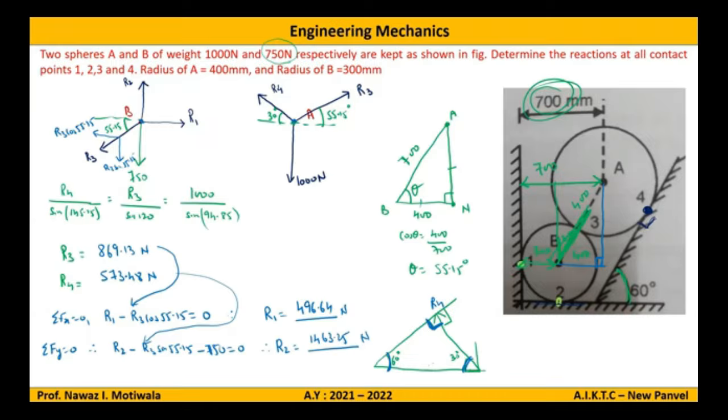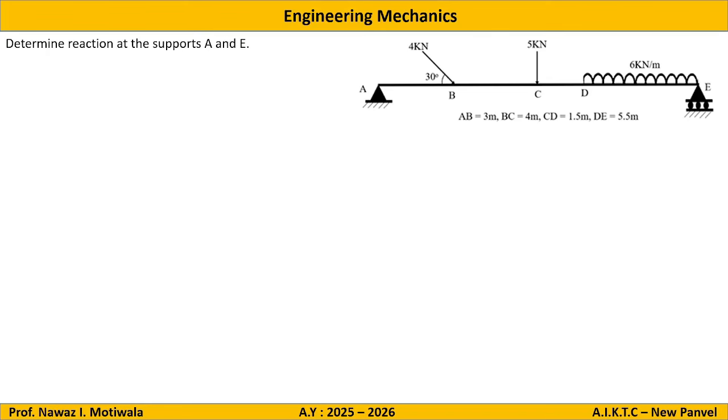Now you can read the question. What was asked? Determine the reaction at all contact points. So the contact points: R1, R2, R3 and R4. Did all four come? Yes sir, they did. This completes the problem.